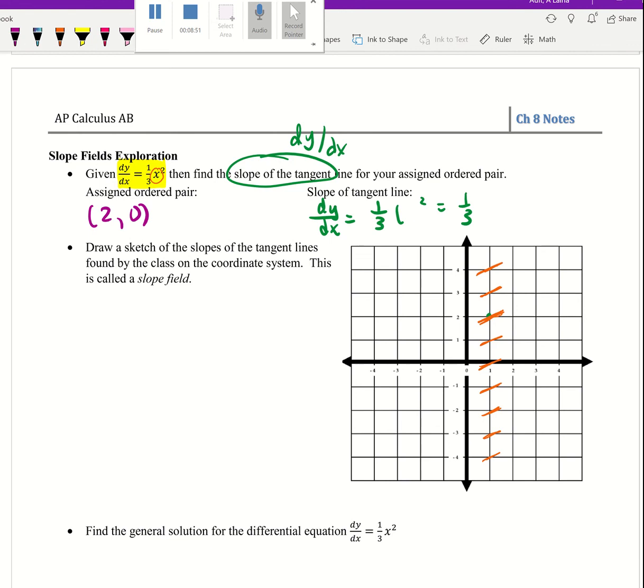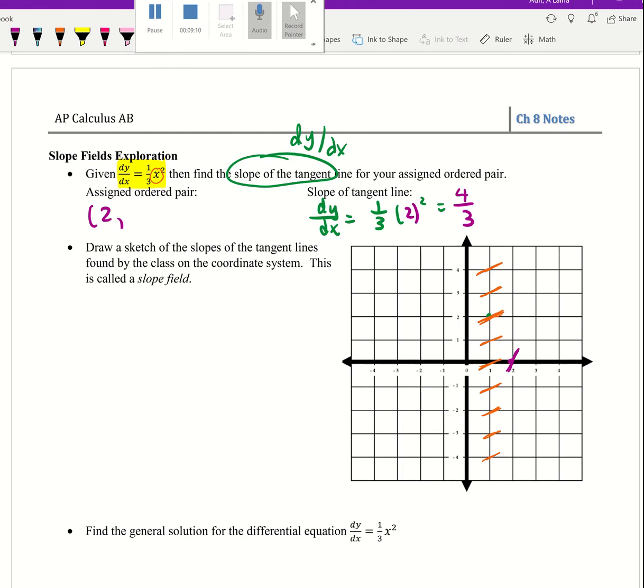Then my input here would be 2. If I square that and then divide by 3, I'd get a slope of 4/3. So at the point (2, 0), I have a slope of 4/3, which would mean up 4 and over 3. And I want to try to model what that slope would look like, up 4 and over 3. I'm thinking something like that.